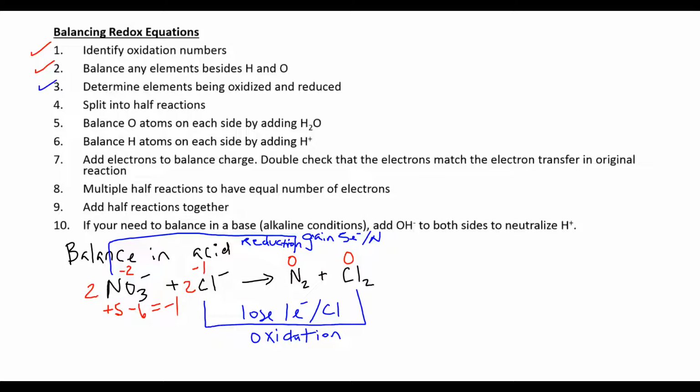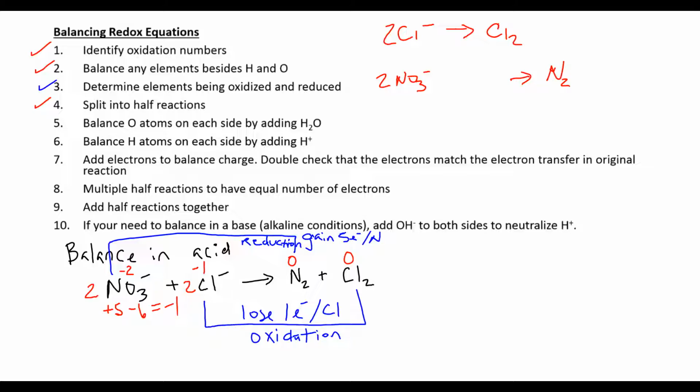The next step tells us that we need to split our oxidation and reduction reactions into half reactions. So we're going to take one of our reactions, which is the chloride reaction, where we've got 2 Cl- going to Cl2, and our other half reaction is going to be 2 nitrates reacting to form N2. So we've accomplished step 4, splitting into 2 half reactions.